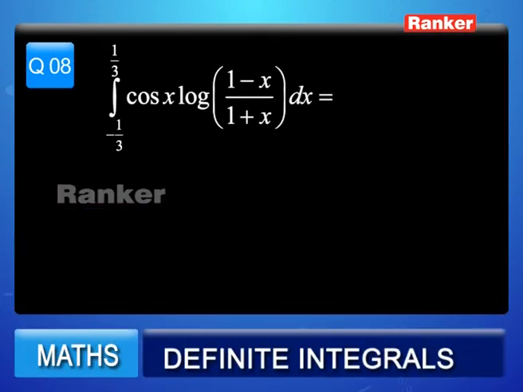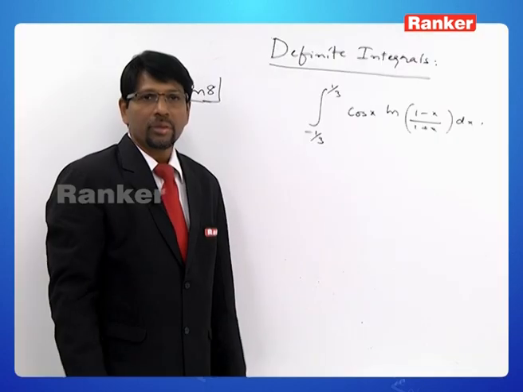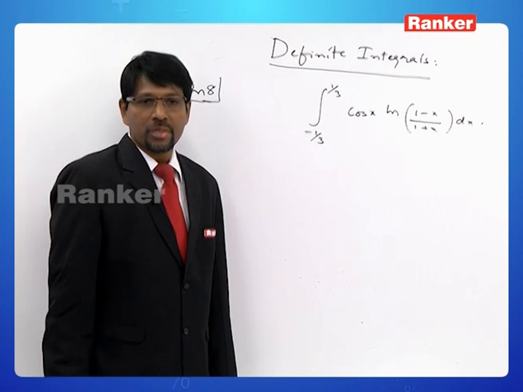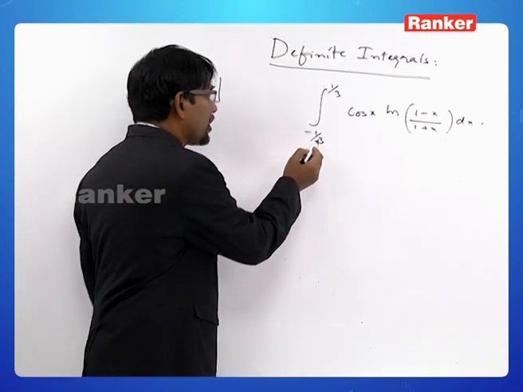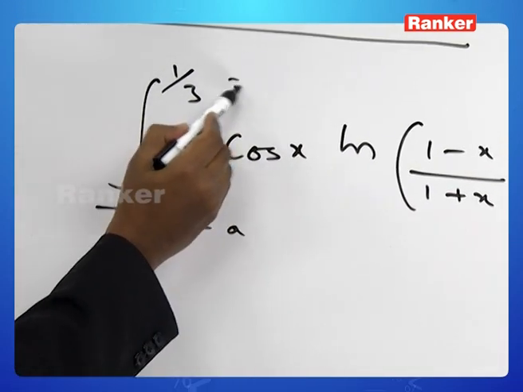Let's move on to the next question, question number 8. Integral from minus 1 by 3 to 1 by 3 of cos x into ln of (1 minus x by 1 plus x) dx. First option 0, second option 1 by 3, third option 2 by 3, and fourth option 2 by 5. Now let us have a close look at the options. One of the options is 0, and the integral is from minus a to a.